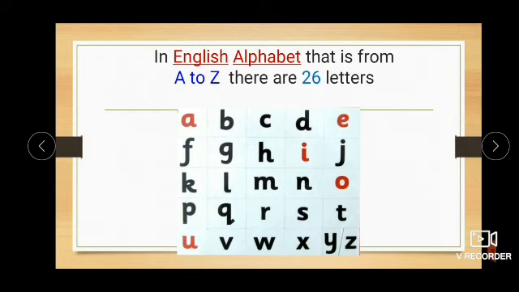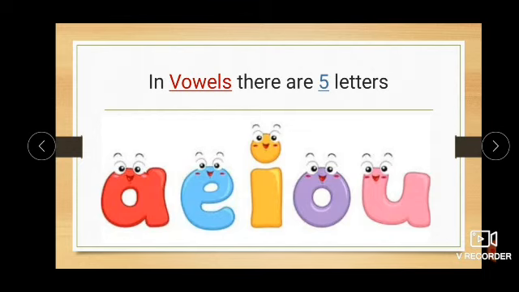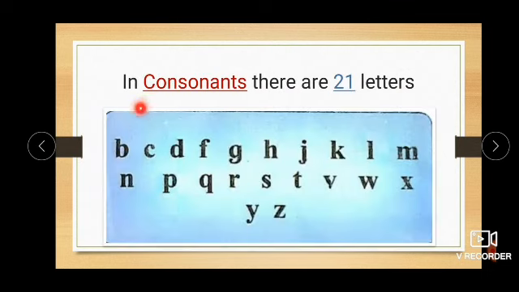So today we are going to learn about vowels and consonant letters. In vowels there are 5 letters: A, E, I, O, and U. In consonants, there are 21 letters: B, C, D, F, G, H, J, K, L, M, N, P, Q, R, S, T, V, W, X, Y, and Z.